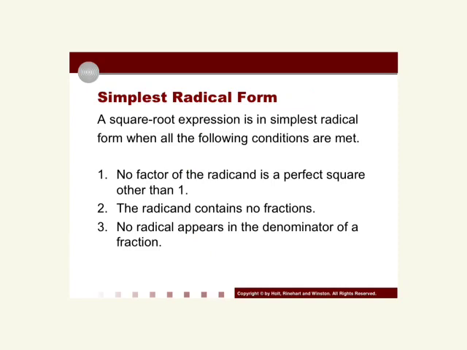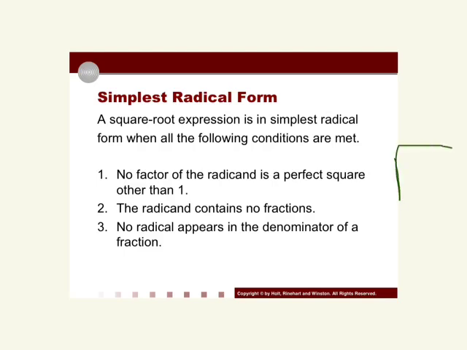Here's the main part of the lesson, and that is simplifying radicals. A square root expression is in simplest radical form when all of the following conditions are met. Condition number 1: no factor of the radicand is a perfect square other than 1.